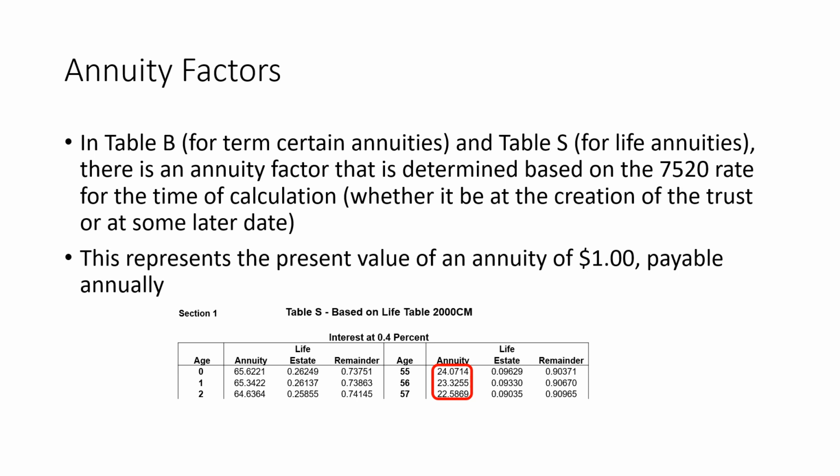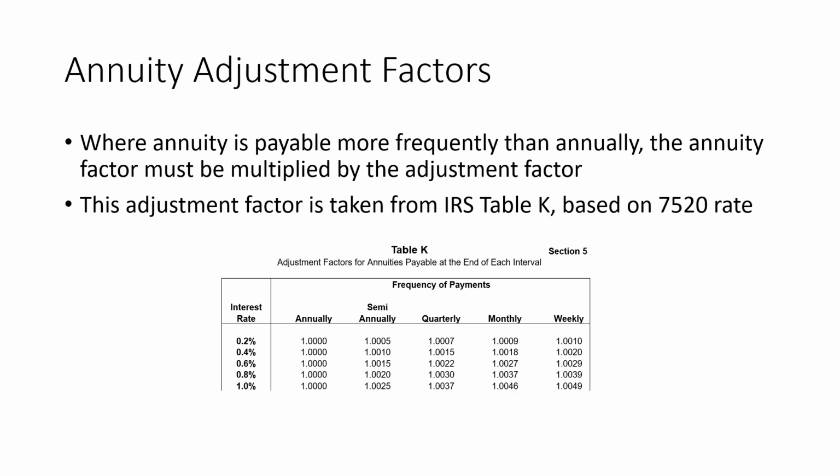For example, in Table S below, you see I've circled in red the annuity factors for ages 55, 56, and 57. Each of those represents the value of $1 payable annually today, whether you're at age 55, 56, or 57 respectively. Now typically that would just simply give you the present value of the annuity, but since that factor is based on an annual payment, you have to further adjust it to take into account the frequency of payment.